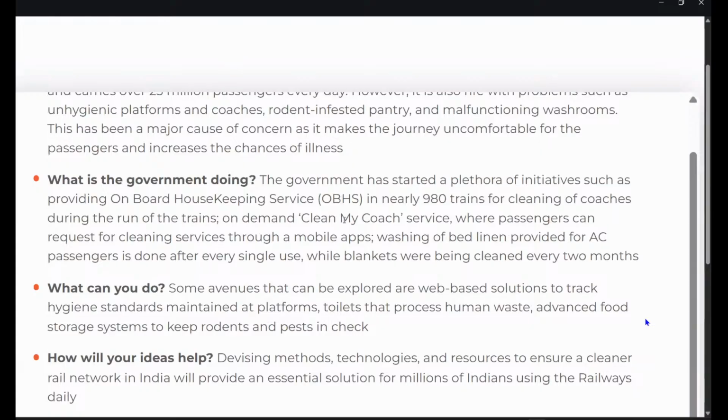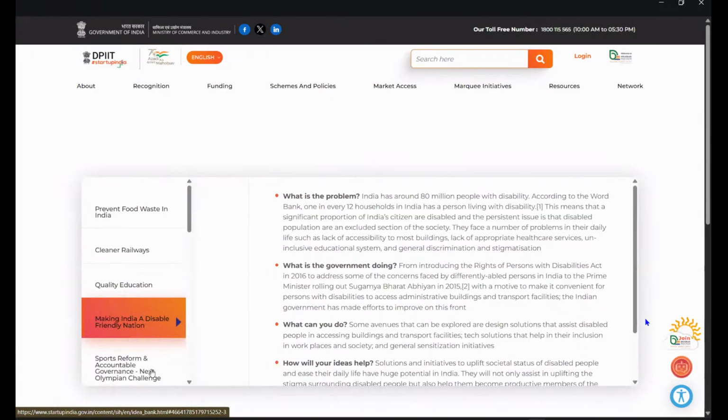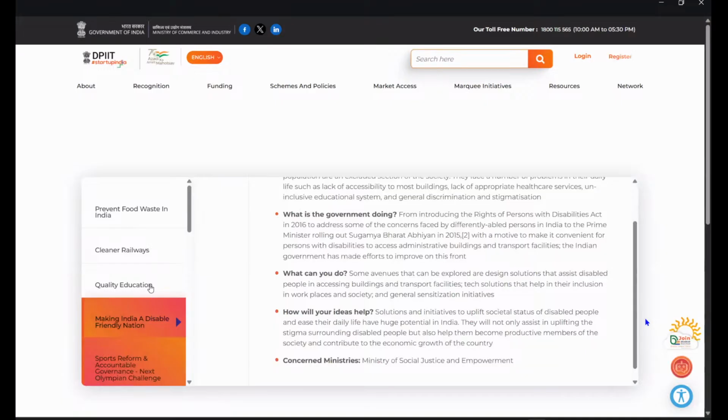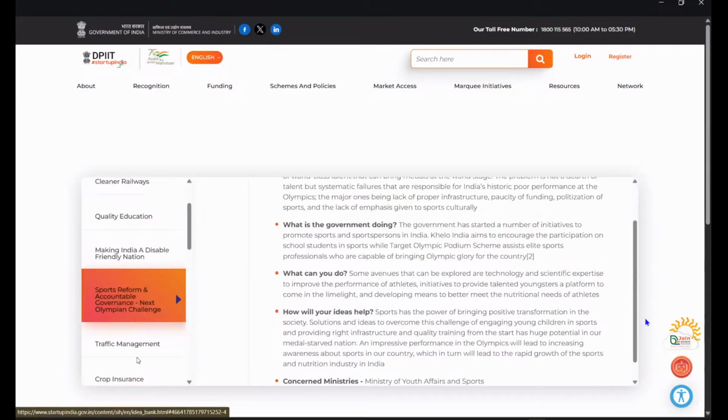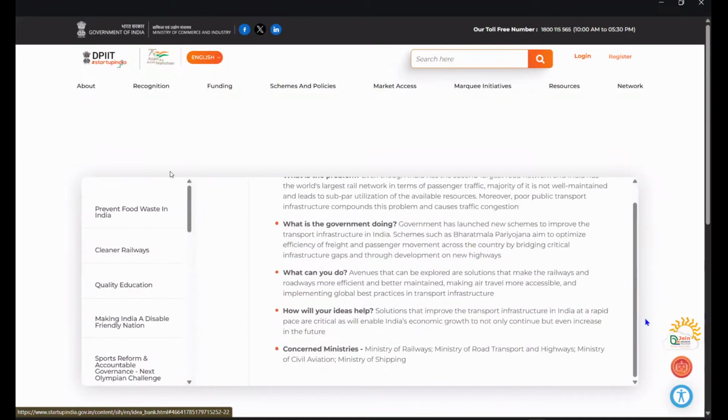In the same way, we can go with quality education. In the same way, we can make India a disabled-friendly nation, I mean, the inclusivity that I'm talking about. Sports reforms, traffic management, crop insurance, pollution control. So we have hundreds of issues, or I can say hundreds of opportunities. In each sector, we can build 1,000 sustainable startups.